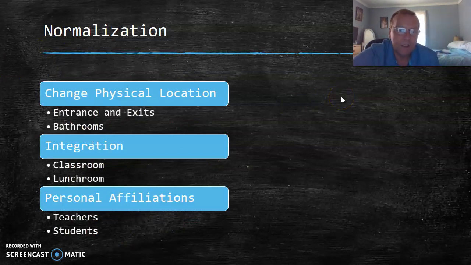Normalization: you have to change the physical location, which means the entrances and exits to buildings, and the bathrooms, so that students with handicaps or disabilities are able to use them. Integration means that you integrate students into the classroom and into the lunchroom as much as possible. And then even the personal affiliations, meaning that students with disabilities talk and affiliate with teachers and other students.